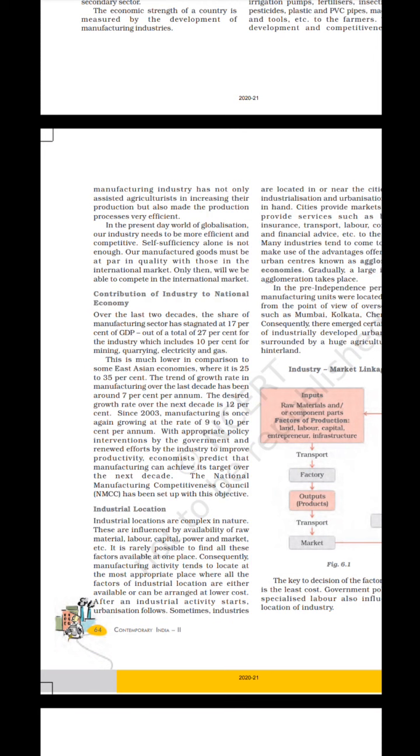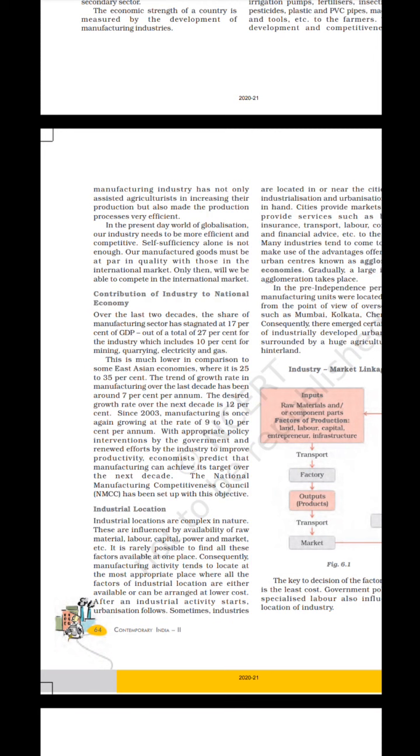In the pre-independence period, most manufacturing units were located in places from the point of view of overseas trade such as Mumbai, Kolkata, Chennai, etc. Consequently, there emerged certain pockets of industrially developed urban centers surrounded by a huge agricultural rural hinterland.